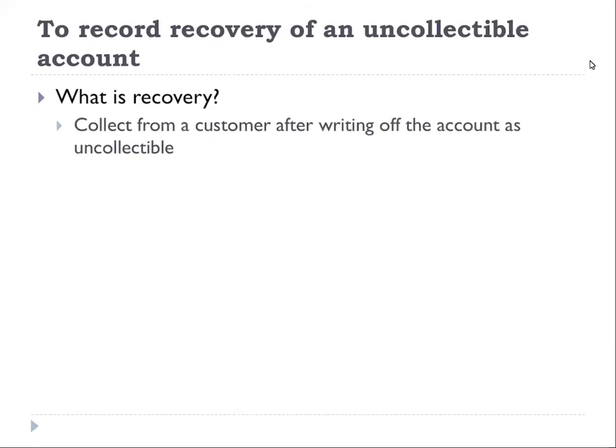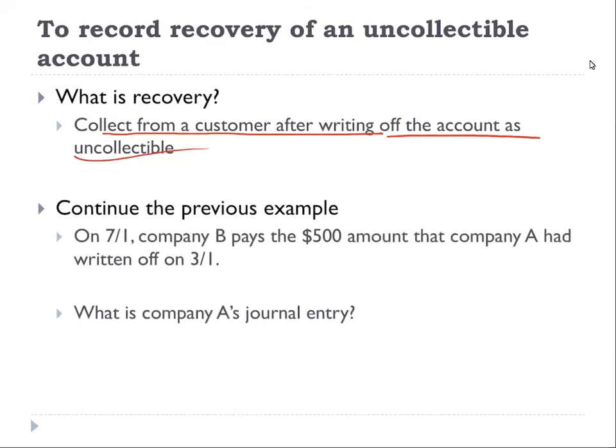The third journal entry is to record recovery of an uncollectible account. And what is recovery? Recovery is collecting from a customer after writing off the account as uncollectible. If we continue the previous example, suppose we wrote off that $500, and then company B pays the $500 that the firm has written off. So what is company A's journal entry?